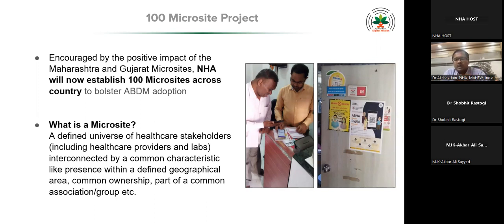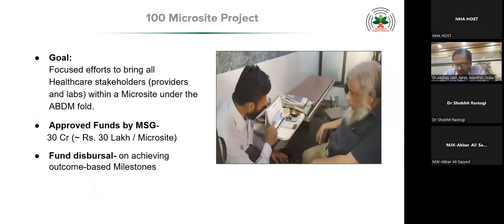So by the success of those two microsites, we approached one of our steering bodies. Ayushman Bharat Digital Mission is steered by the Honorable Health and Family Welfare Minister, and the body meeting took place on 12th April. We approached them and told them, and they told us, why don't you do this across India? You should target 100 microsite projects across India, and 2-3 microsites should be present in every state. And some of the funds were also earmarked for this. But the funds will be disbursed according to the milestones which are achieved.